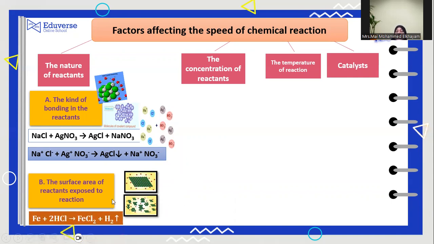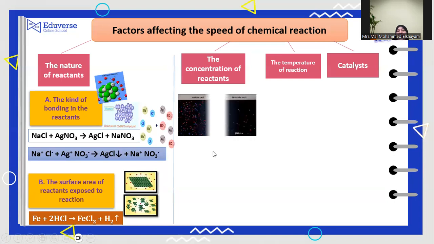Now, the concentration here, also we're going to talk about it, but first let's see an example: iron plus 2 hydrochloric acid gives iron, is it iron? No, it is ferrous chloride. Pay attention, why ferrous? Because it is positive 2, plus hydrogen gas. How is this related to the surface area? Okay, if I use an iron cube or iron filings, the iron filings will react faster than the iron cube.